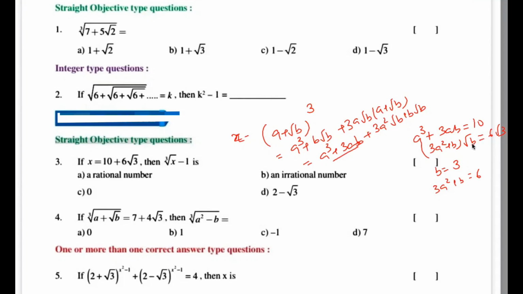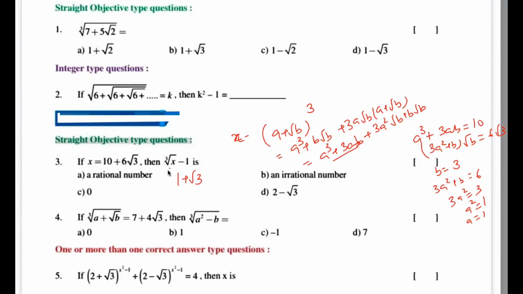So root b, which we were saying is 3, and then this is going to be 6. So will it make sense, right? So b is 3, this will become 3. So 3a square will become 3. So a square will become 1, or a will become 1. So if a becomes 1, does it make sense? It makes sense. So our number has come as a plus root b, which is 1 plus root 3.